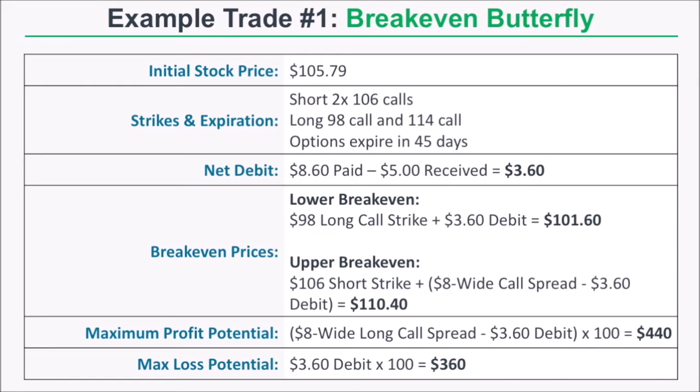Now the maximum profit potential on this particular butterfly trade is $440. Now that comes from the $8 wide long call spread minus the $3.60 debit times 100. Now, since we paid a $3.60 debit for this trade, the most we can lose is $360. So let's go ahead and see what happens to this butterfly trade over time.